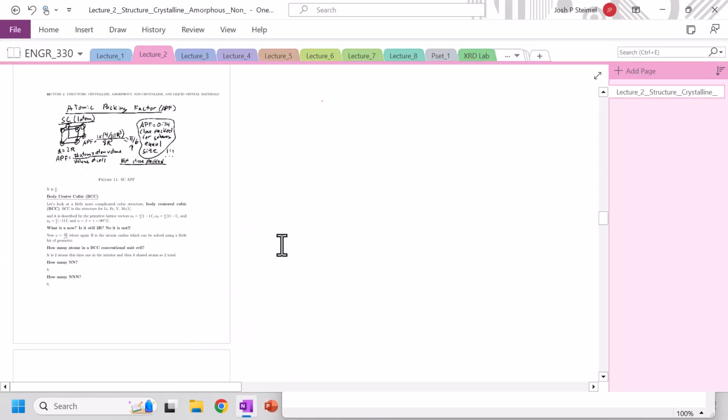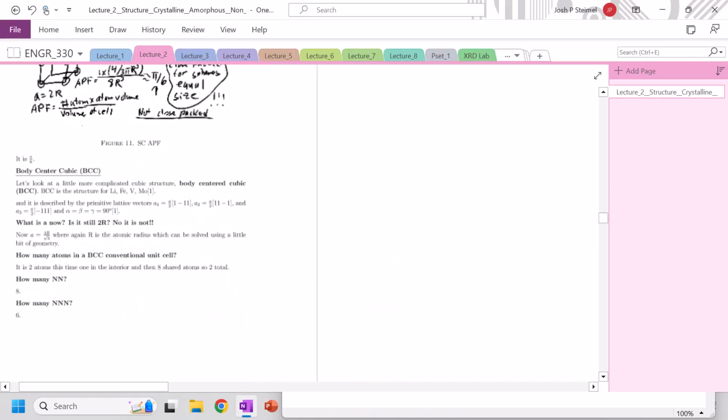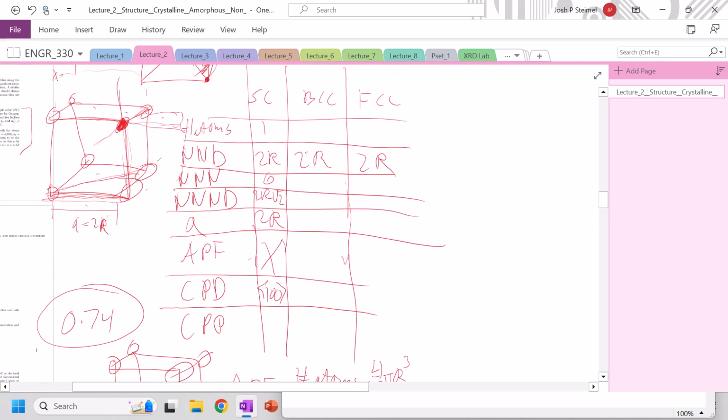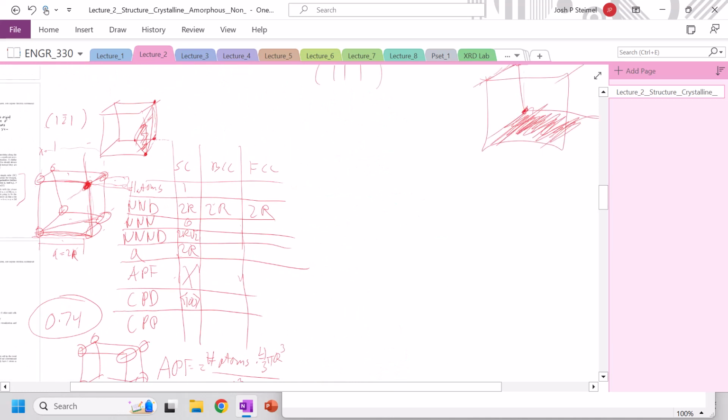And we are back, and let's go ahead and talk about our next material, and we'll keep adding to our diagram. So now we're dealing with body-centered cubic. Body-centered cubic looks like so. We still have the 8 atoms here on the corners, but now we have a central atom.